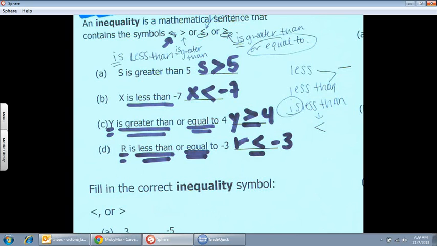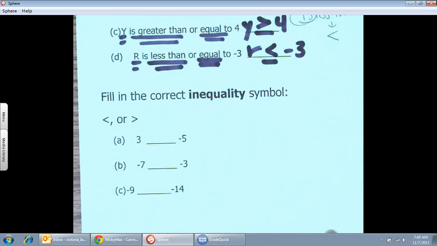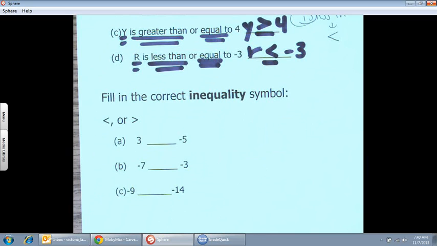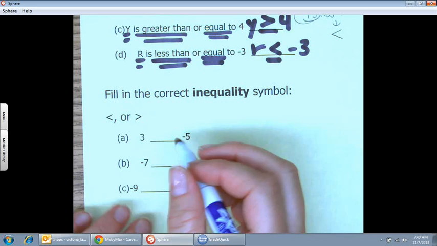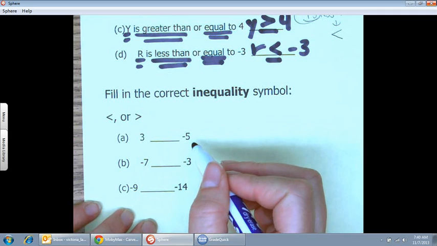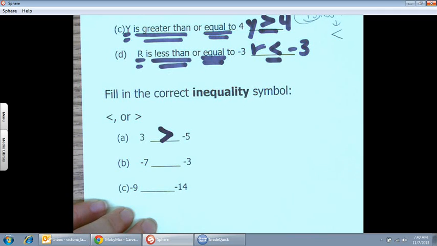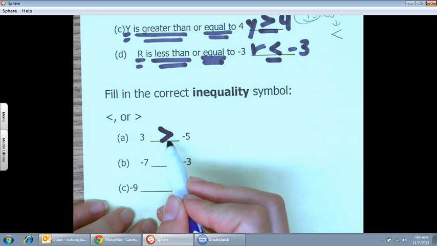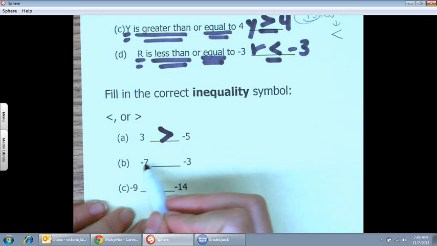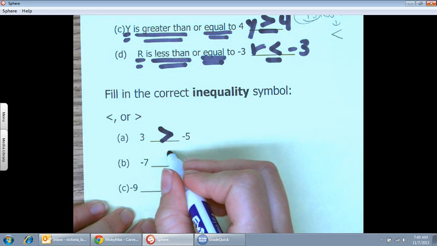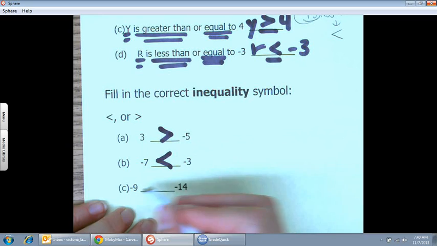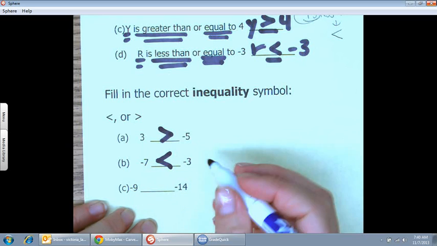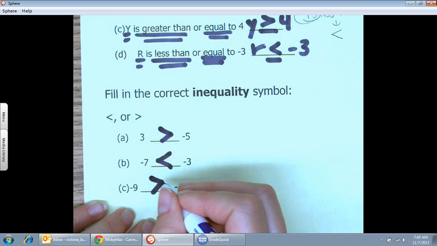Okay? So now we have to fill in the correct inequality symbol. It's either less than or greater than, so we're not using greater than or equal to or less than or equal to. So remember, the mouth eats the bigger number. Is 3 bigger or is negative 5 bigger? 3 is bigger. So this inequality reads 3 is greater than negative 5. Negative 7 is less than negative 3. And negative 9 and negative 14. Negative 9 is bigger, so negative 9 is greater than negative 14.